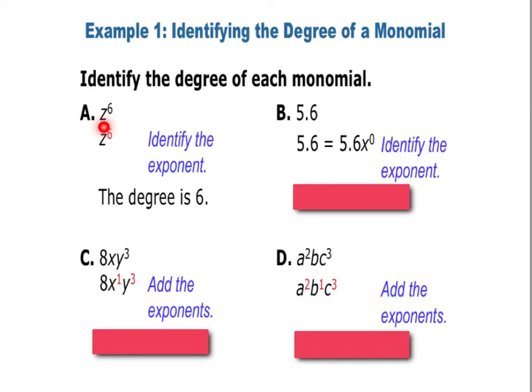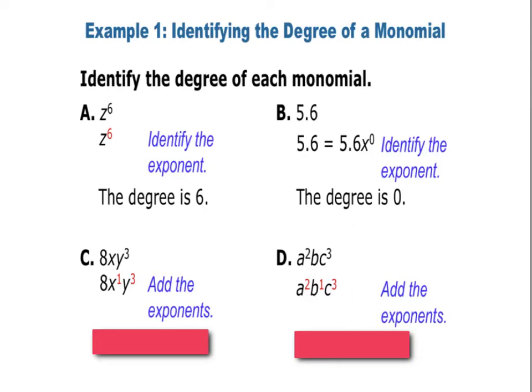Okay, the next one. If I give you a plain old number, remember that's the same as 5.6 times x raised to the 0 power. Now, that is a monomial, but what is the degree? Well, what is your degree of your exponent here? Well, your degree is 0. So that is a degree of 0 for that monomial.